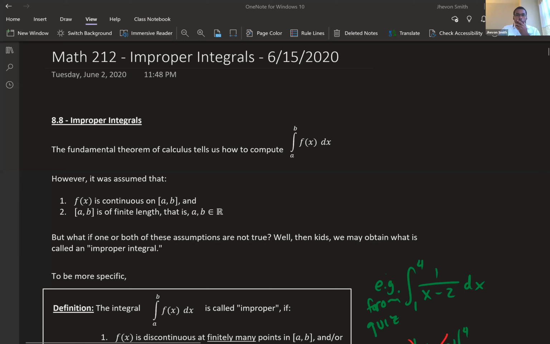Let's actually just jump right into it. So boom, here's what we started last time. Let's finish up this section and we'll see where we can go from here. Yesterday, we started covering improper integrals. Just a quick recap: these were definite integrals that fail to uphold the assumptions for the fundamental theorem of calculus.